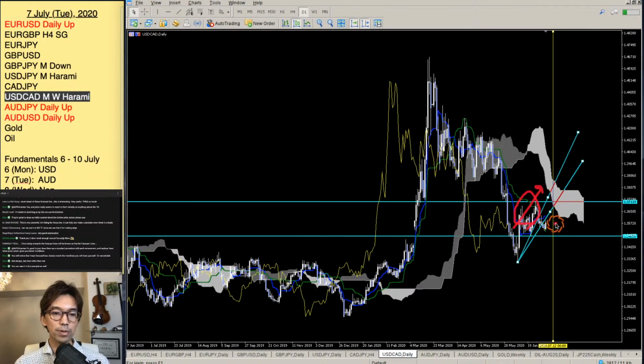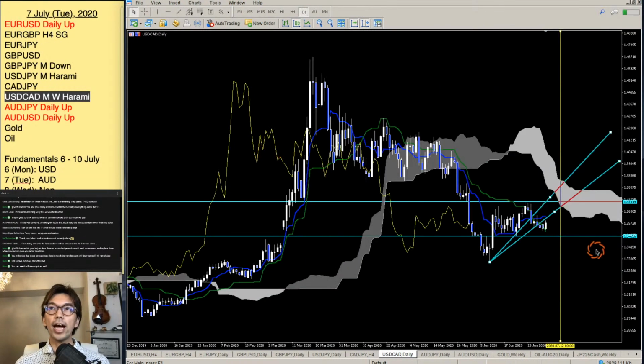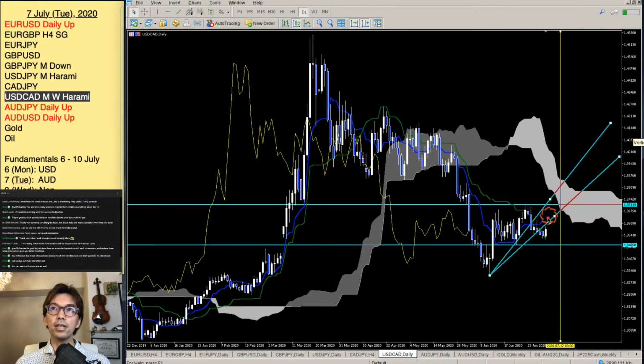And if I happen to see the market is in between these forecast lines, let me zoom in. If I happen to see the market being within the forecast lines, most likely I won't take trades. I will wait until the price gets above or below the forecast lines.